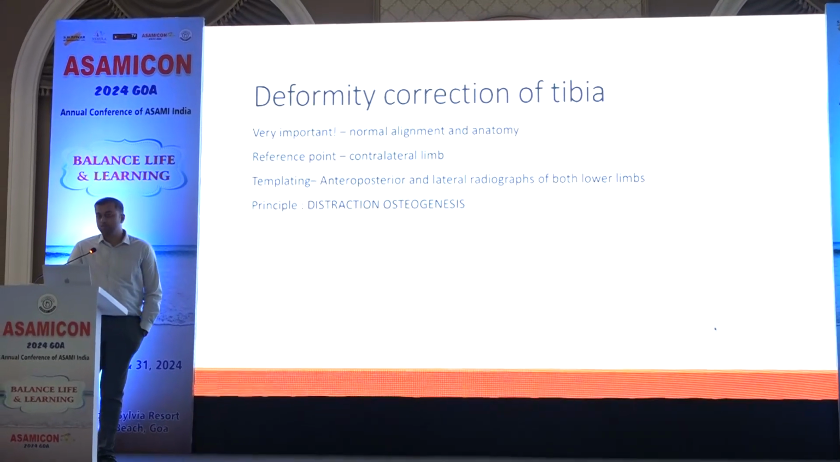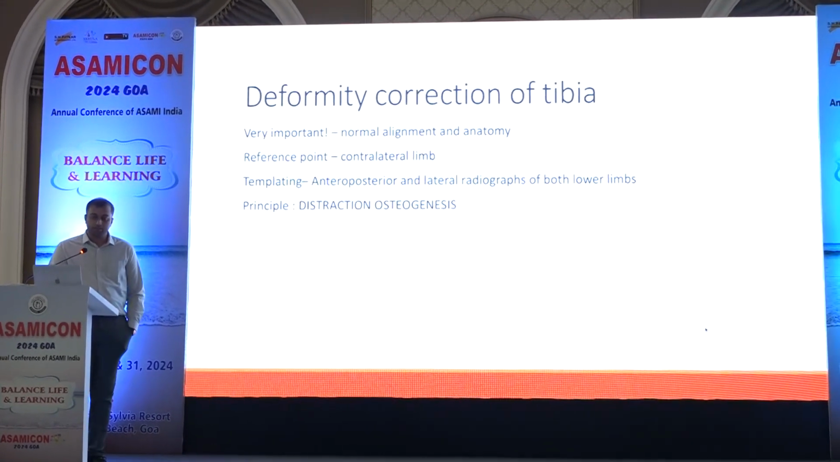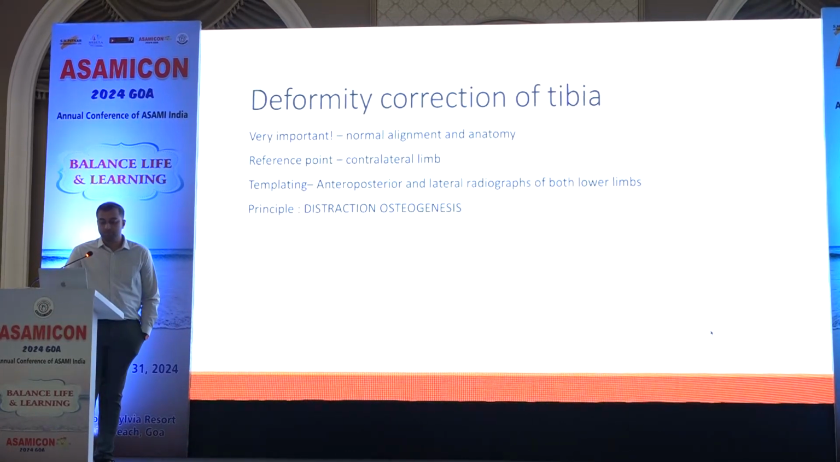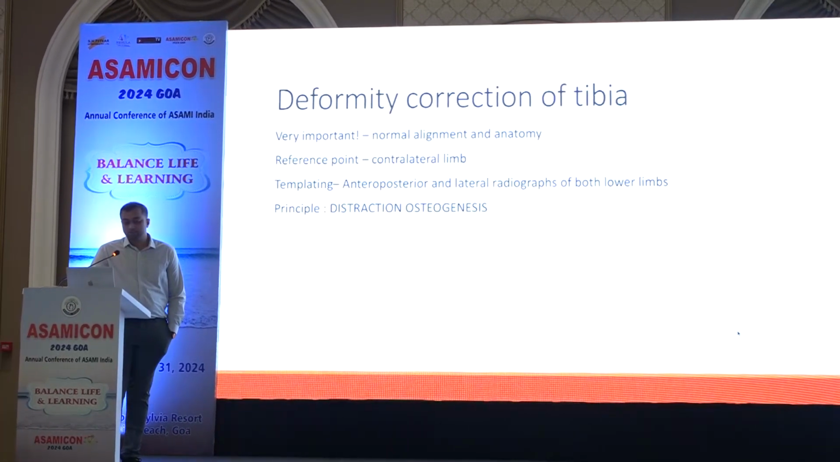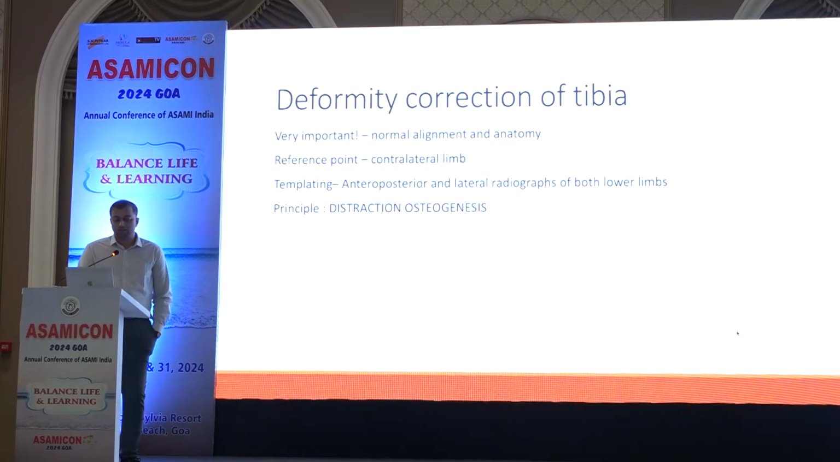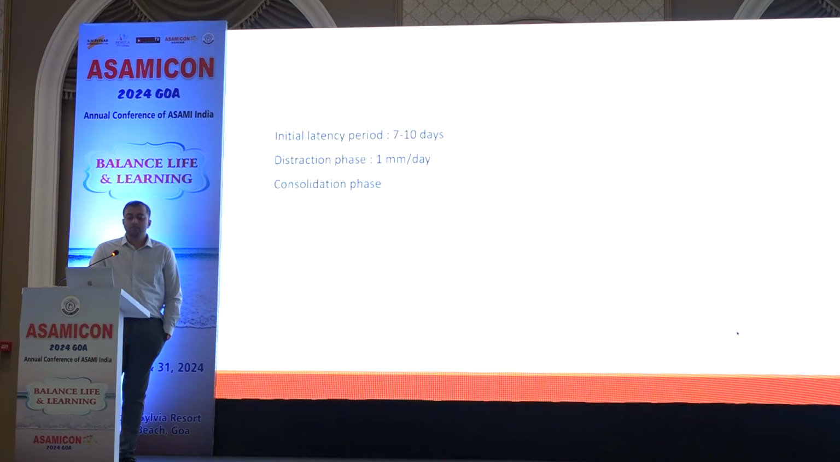So first of all, we should always know about the normal anatomy and the normal varus and posterior slope of the tibia. As reference point, we take mostly the contralateral or normal limb. For the pre-op planning, we will mainly take the anteroposterior and lateral X-rays. And we will be following the principles of distraction osteogenesis. So initially, we divide it into 3 phases.